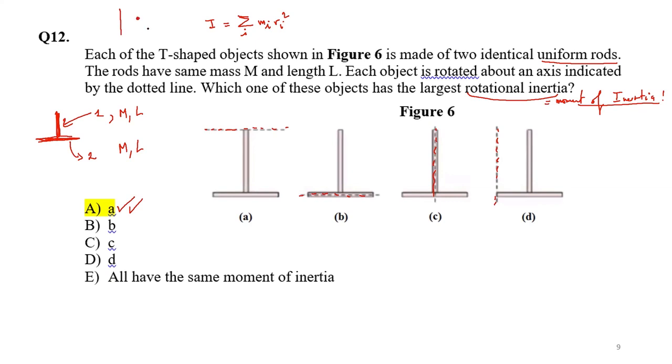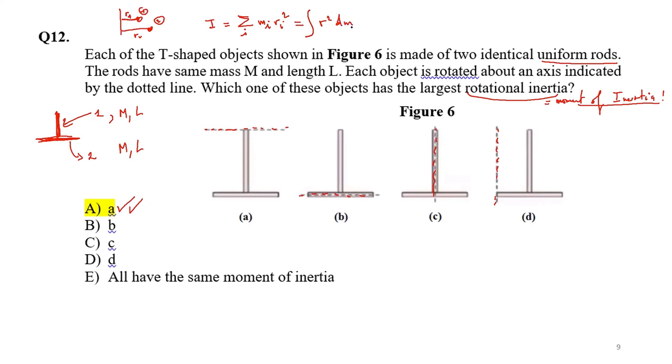I have a particle here, I have a particle here. I'm looking at this. So this is particle 1, this is particle 2. I'm looking at the distance, the perpendicular distance, of course, between the particle and the axis of rotation. This is R1 and this is R2. Okay. If I have a solid object, I will have an integral of R squared dm.